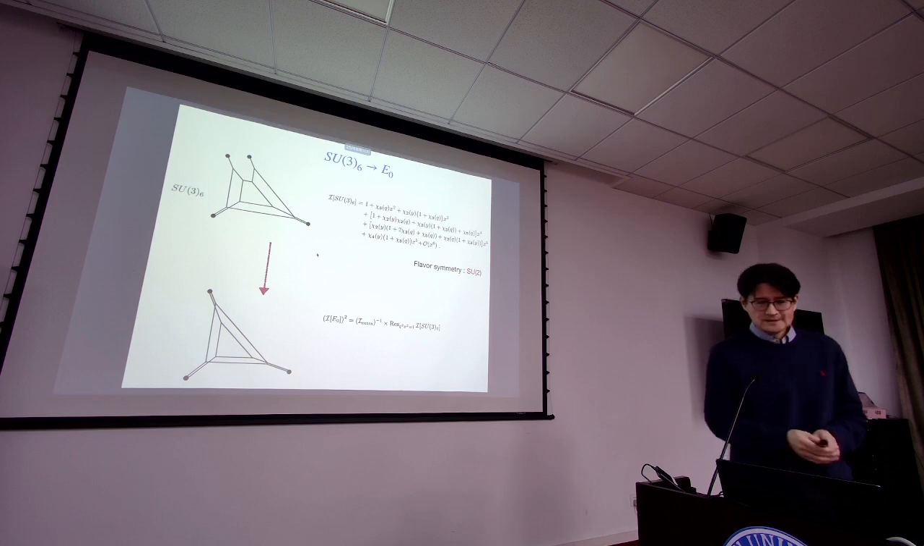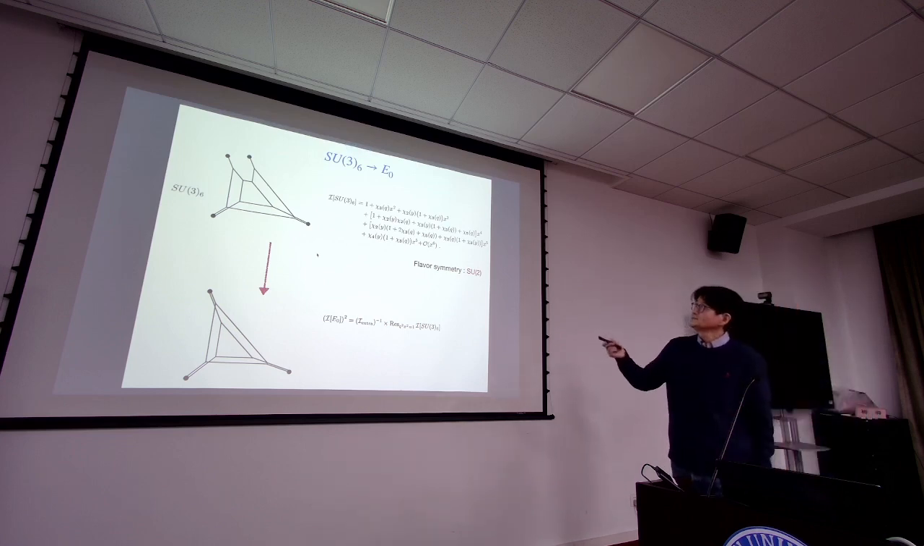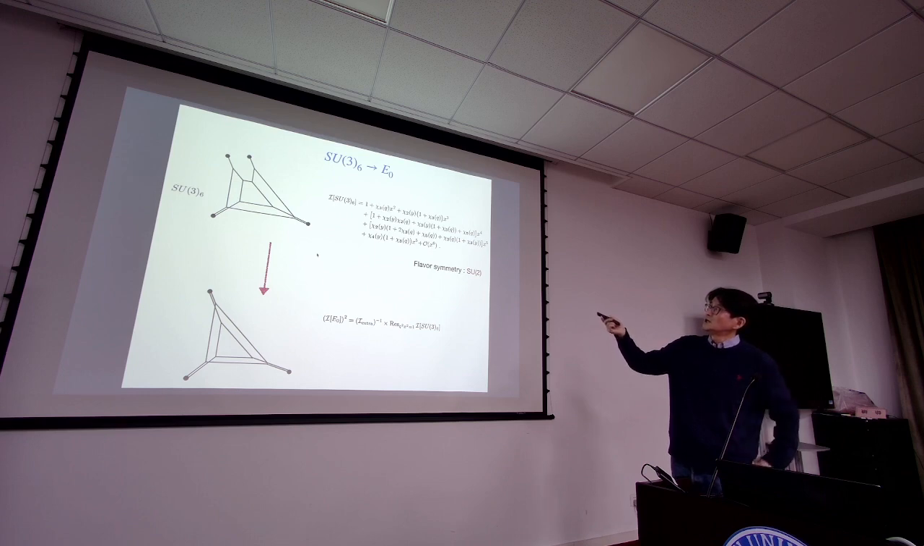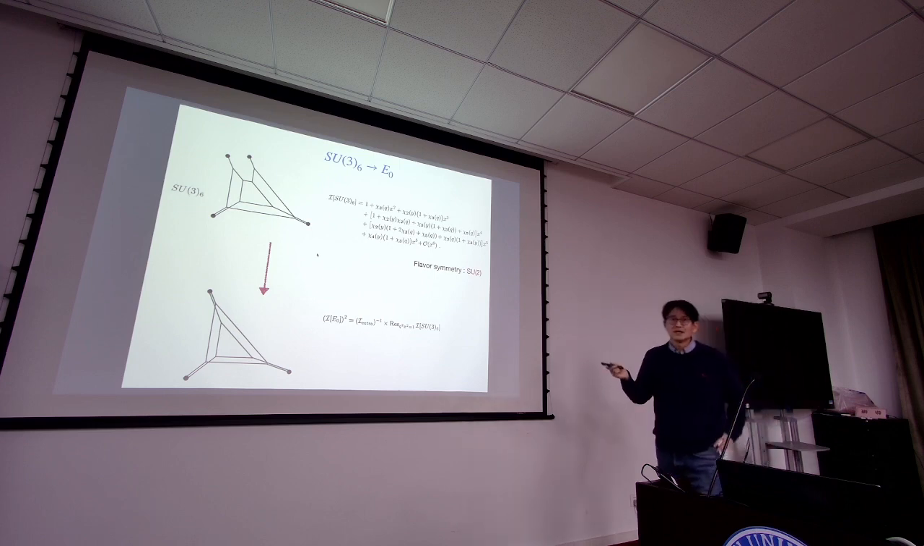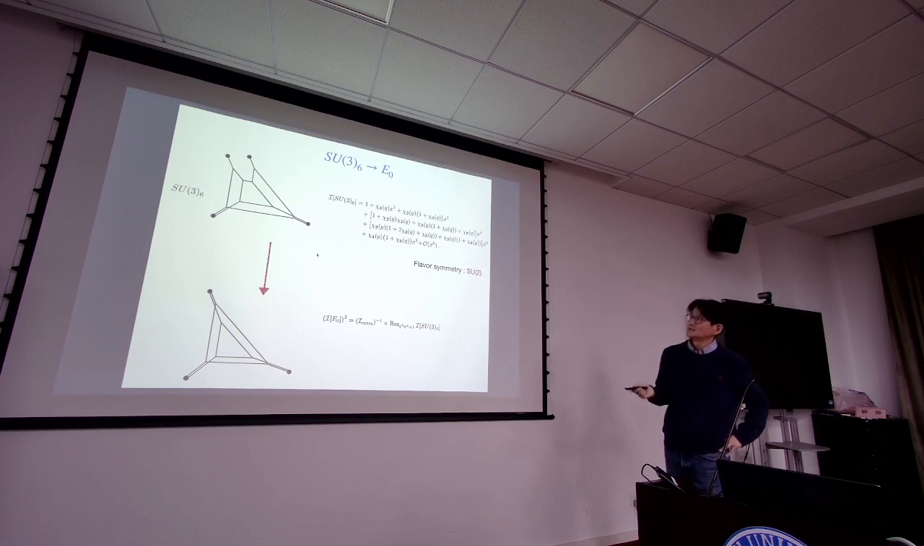So what we did was, in a similar way, we compute the index and look at the structure. And in this case, the SU2 character appears not only in odd dimensions, but also in even dimensions. So the global symmetry or flavor symmetry of the SU3 with Chern-Simons level 6 is not SO3, but indeed SU2 symmetry.